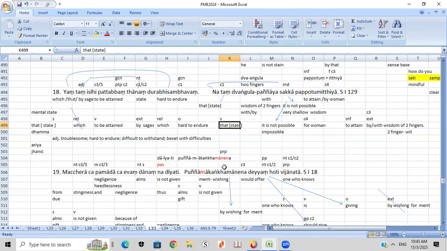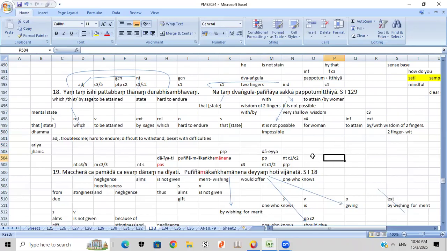That's why I put C3 here. This is a breakdown of it. PRP here, PRP here, mana. Okay, so the word "yang" is a potential. Also "da" plus "aya." Okay, then this is Vijanata.